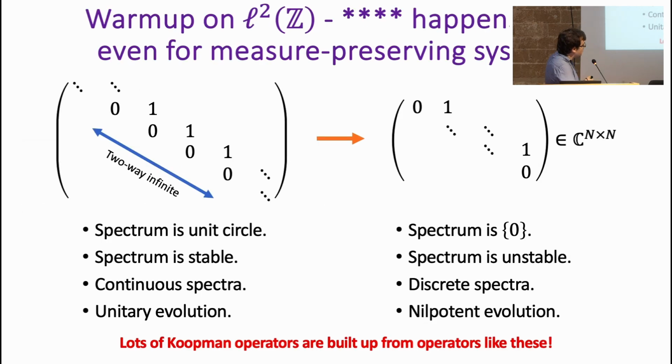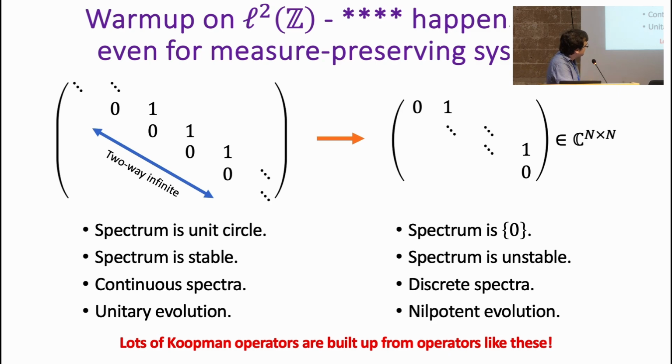Okay, so a bit of a warm-up, a bit of a fun slide as well. Bad things can happen even for measure-preserving systems. So let's take the bilateral shift operator on L2 of Z. This is a very nice operator. It's unitary. Its spectrum is the unit circle. The spectrum is stable. It's a normal operator. It has continuous spectra, so no normalizable eigenfunctions, and it corresponds to unitary evolution.